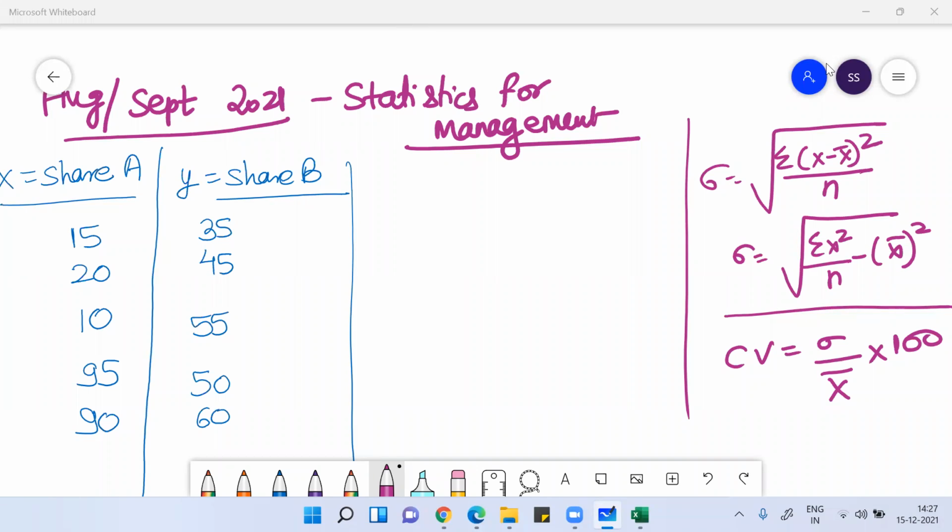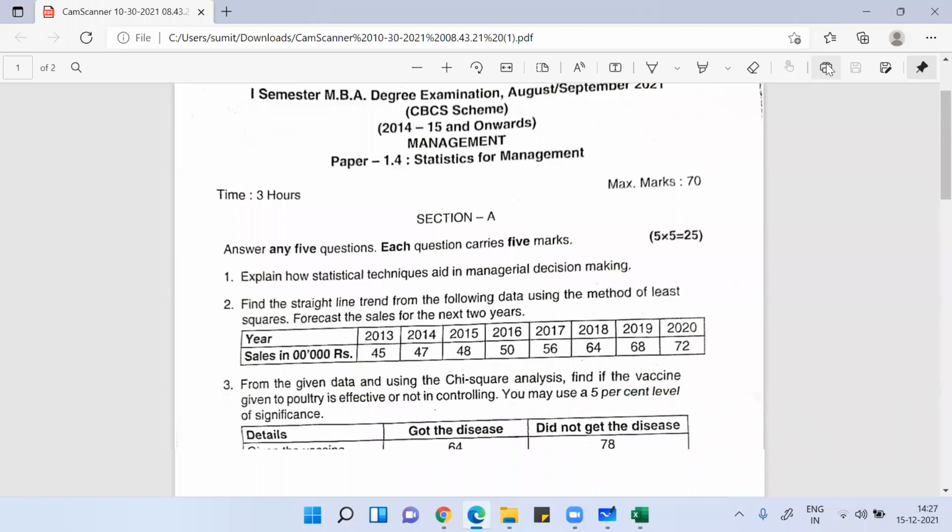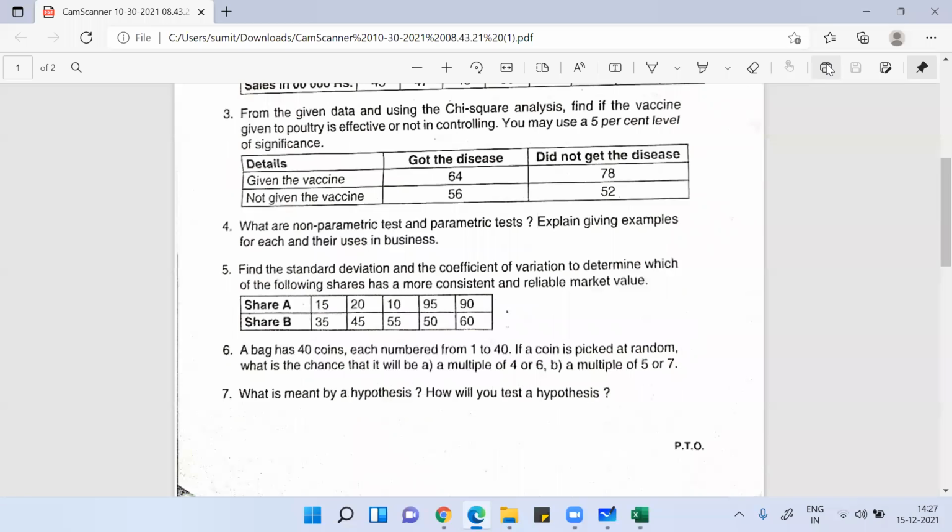So here in this problem, question number 5, we need to find the standard deviation and coefficient of variation to determine which of the following shares has a more consistent and reliable market value. They have given you the market price of two shares, and they are asking you, out of share A and share B, which one is more consistent in nature.